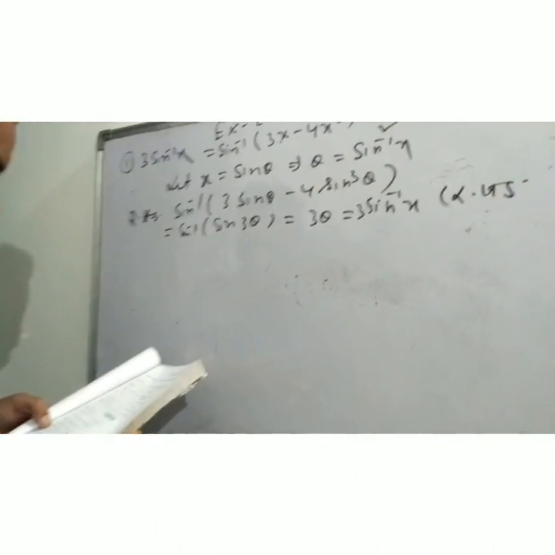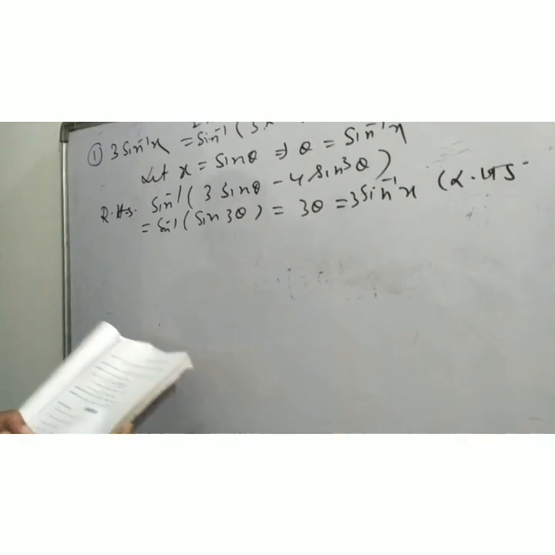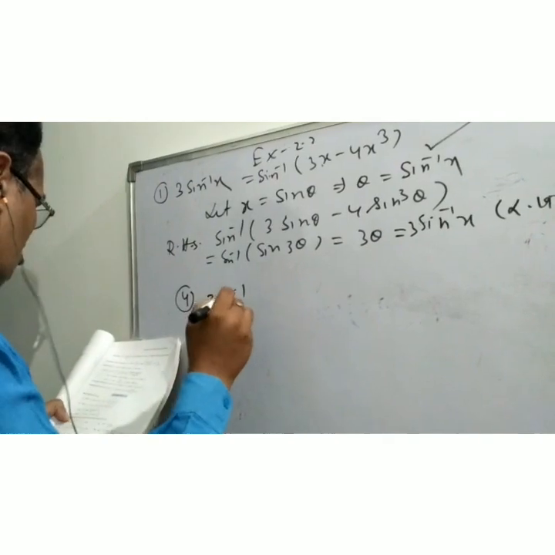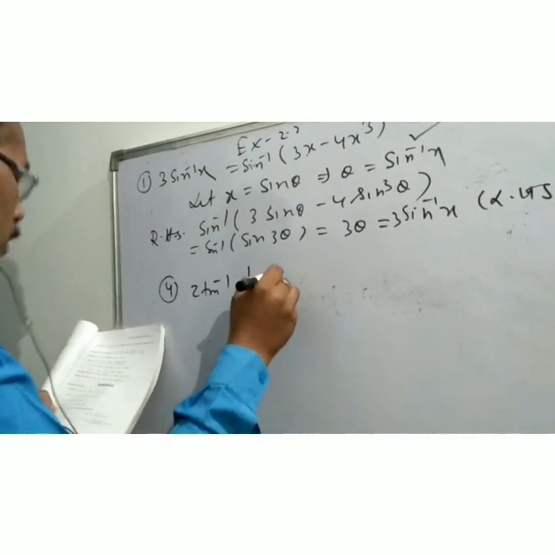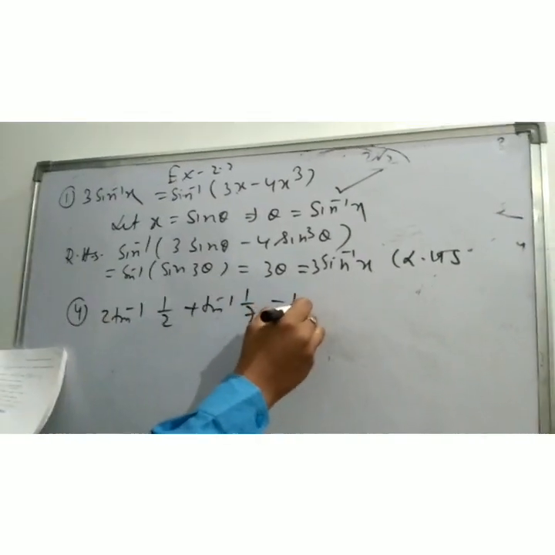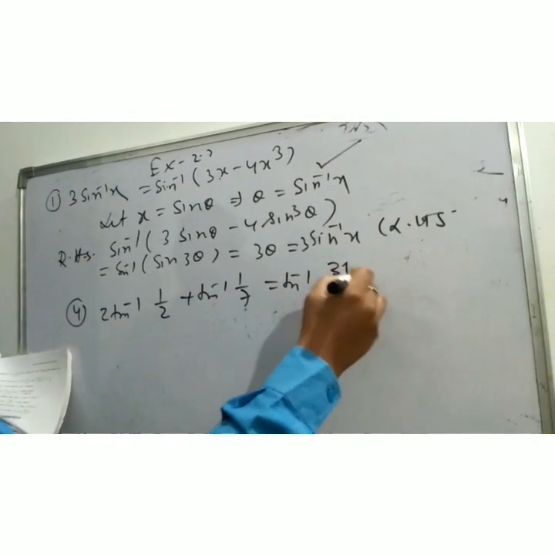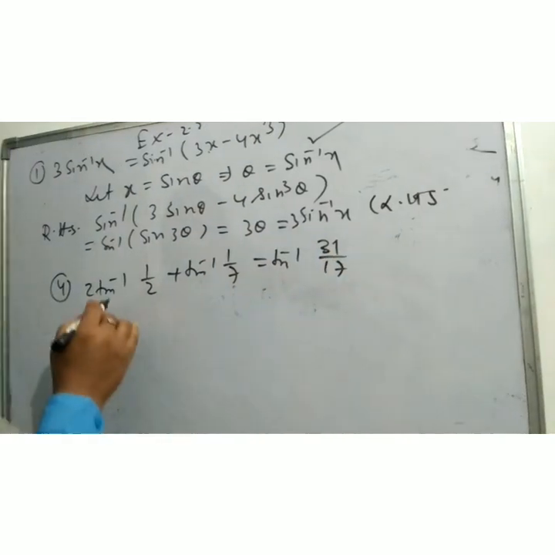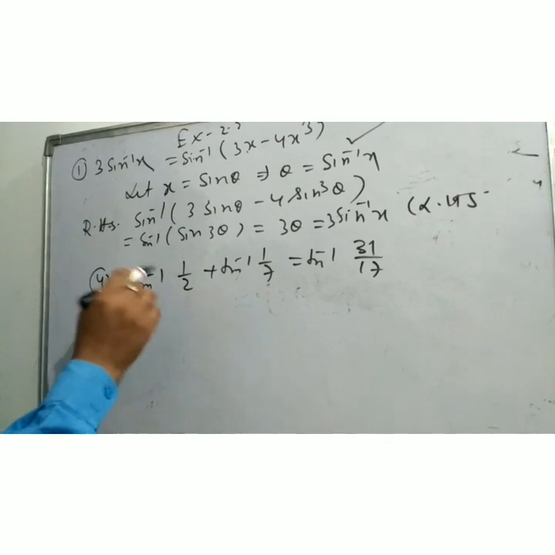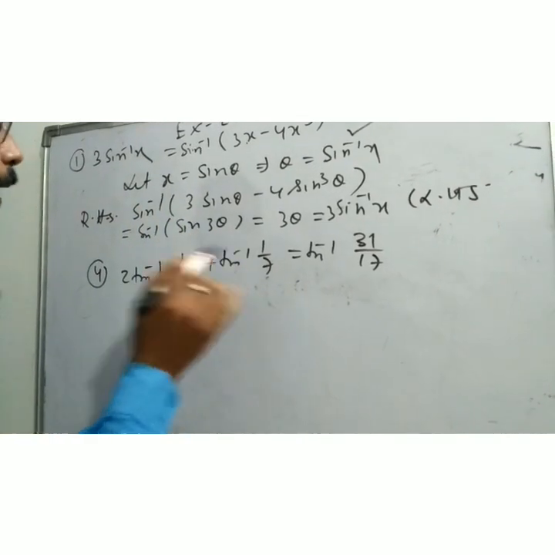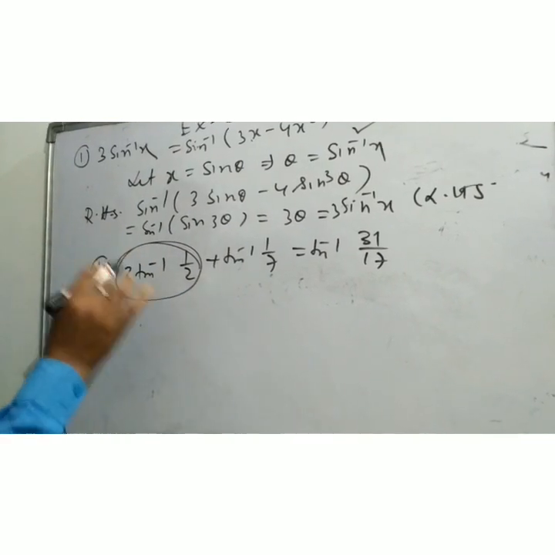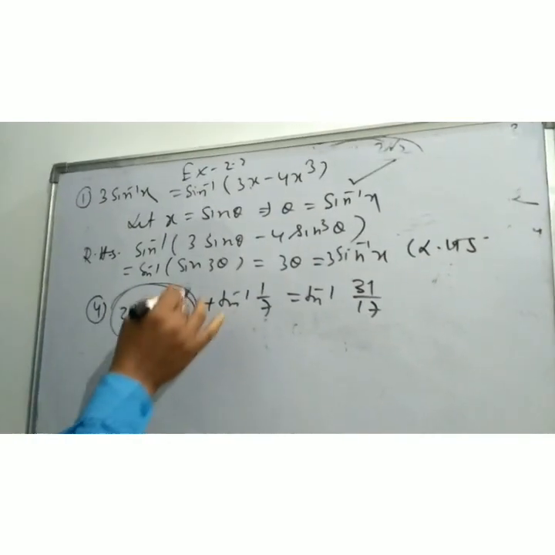Question number 3 I have done. Question number 4: 2 tan inverse half plus tan inverse 1 by 7 is equal to tan inverse 31 by 17. It can be easily proved, but there is only one problem. We know tan inverse x plus tan inverse y, but in this case we have 2 tan inverse something. So at first we have to convert the 2 tan inverse x form to tan inverse form.